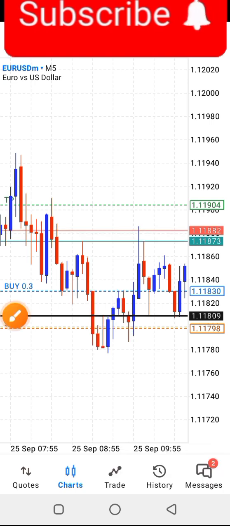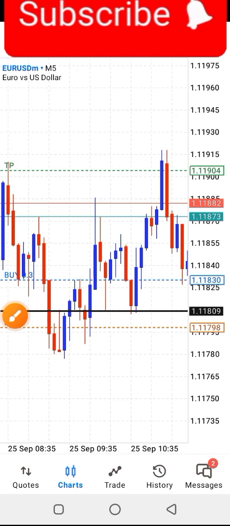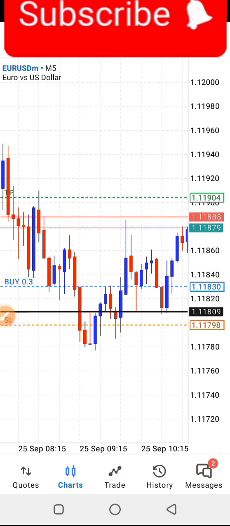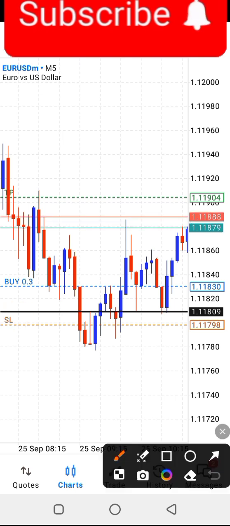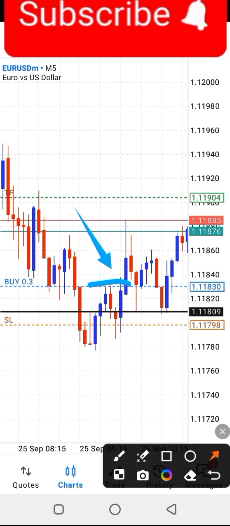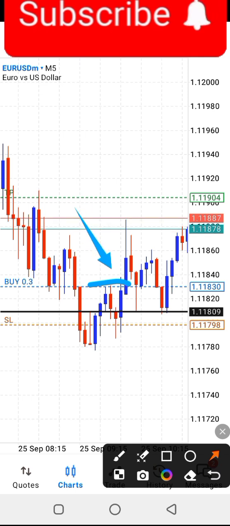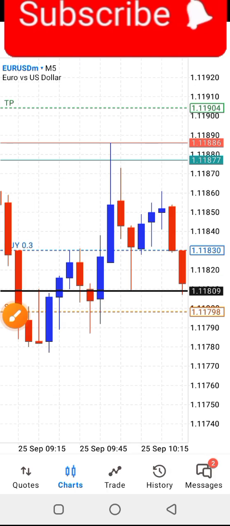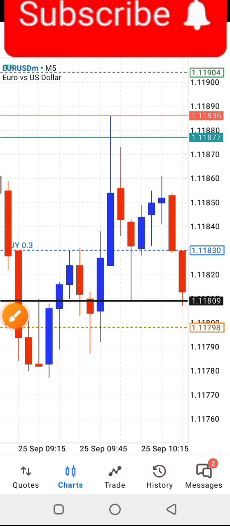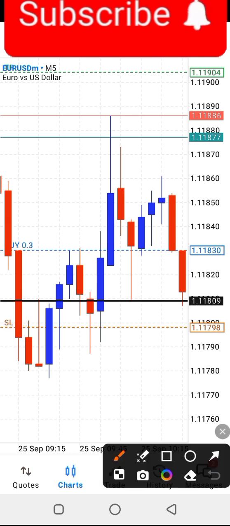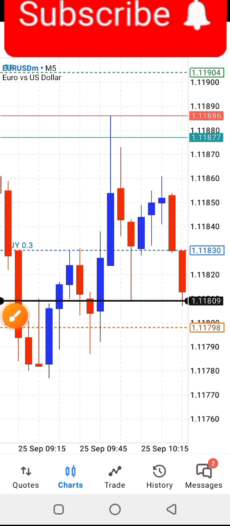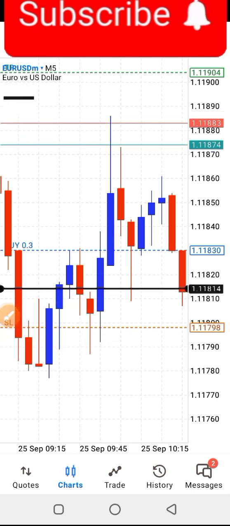So what do you see happening here? You would notice that this high right here that was created was broken by this bullish candle. So that is a valid market structure shift. Something else I would like to bring to your notice: look at this leg, this price leg that actually broke structure. What do you see around that region? There is a fair value gap right here.